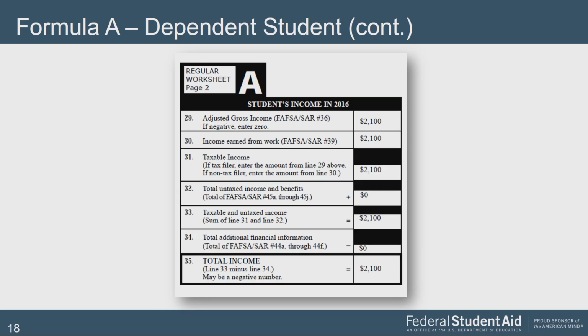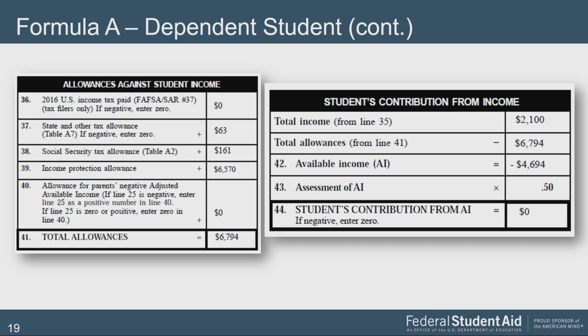So the dependent students calculation is really similar, but quite a bit simpler. Again, we do the same thing with income earned from work and the taxable income. We have untaxed income and benefits, et cetera. We go all the way through. I'm not going to bore you with all the detail there. You've seen it. There's the same state and local tax allowance, Social Security allowance, and an income protection allowance. And so one of the things I think that's interesting to note here, that income protection allowance of $6,570.